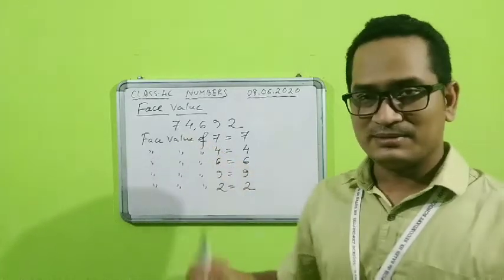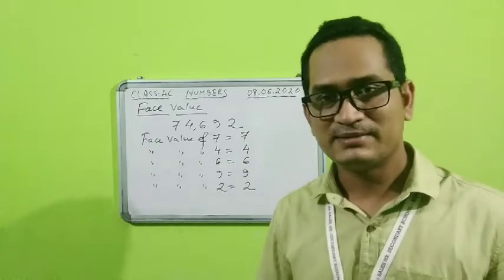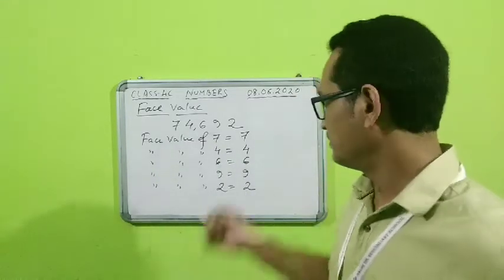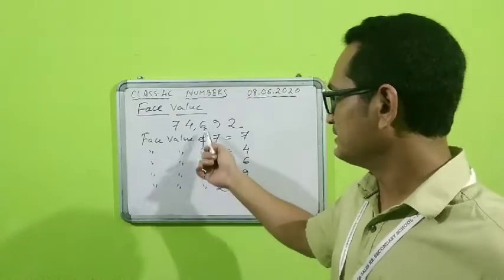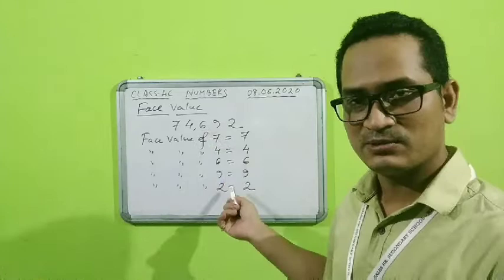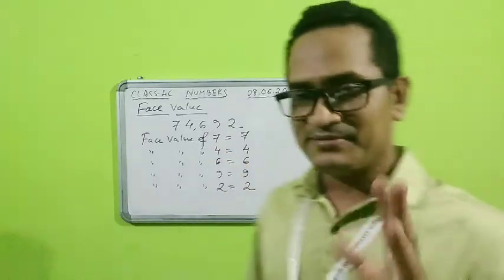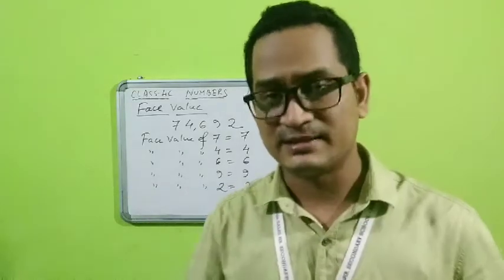See, 7. The place value we got was 70,000. But the face value of 7 is 7 itself. 4, what was the place value? We got 4,000. But the face value of 4, we can see now, is 4 itself. Similarly, the face value of 6 is 6 only, 9 only, and 2, 2 only. So that means face value is nothing but the digit itself.